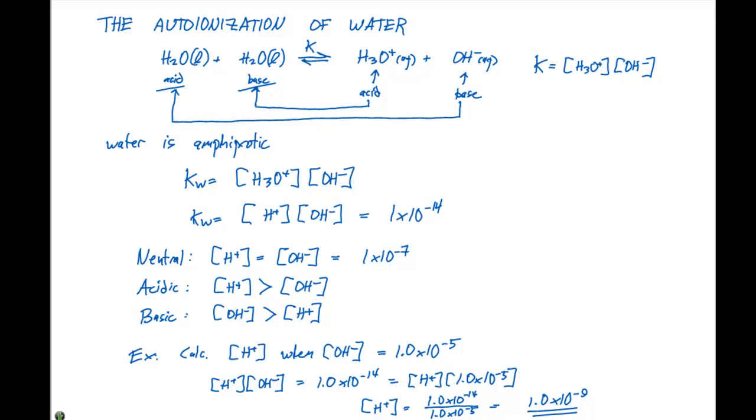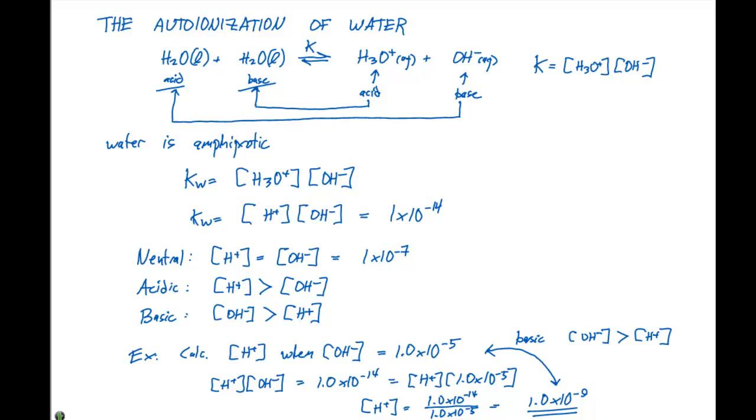In this particular case, if we compare these two, our concentration of OH- is 1.0 times 10 to the minus 5, and our concentration of H+ is 1.0 times 10 to the minus 9. So that would make this particular solution basic, because our OH- is greater than our concentration of H+.